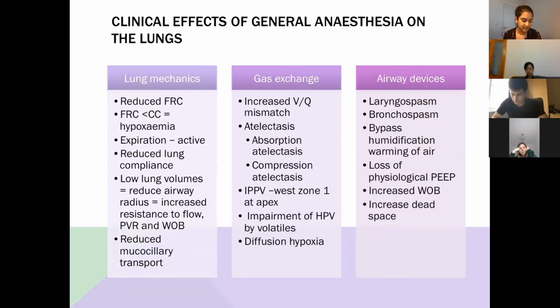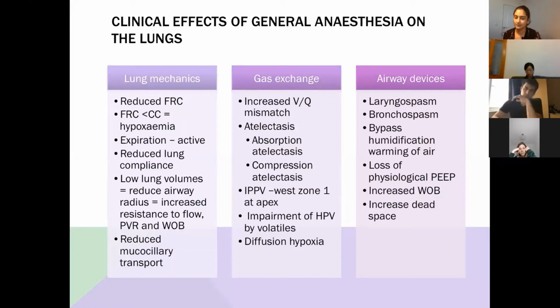Absorption atelectasis is because in a normal ventilating lung, nitrogen remains within the alveoli because very little diffuses across into the capillary. It's not very soluble. So this splints open the small airways in the alveoli. Once you start adding nitrous oxide to the mix, nitrous oxide is extremely soluble, so that diffuses across the alveoli, and this could lead to small airway closure because it's not splinting open the airways anymore.